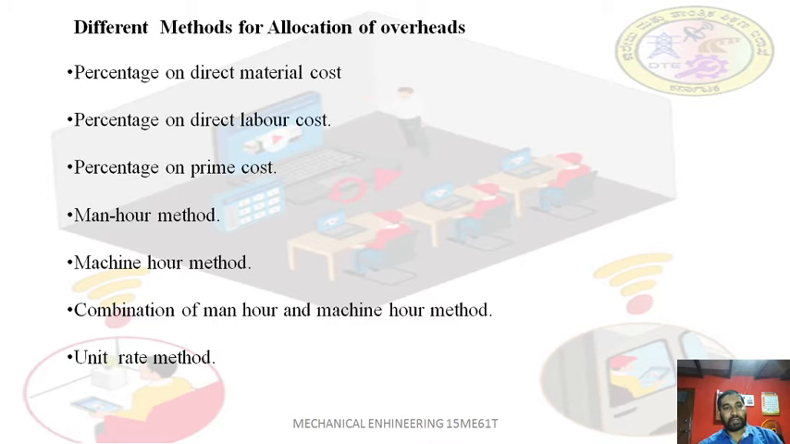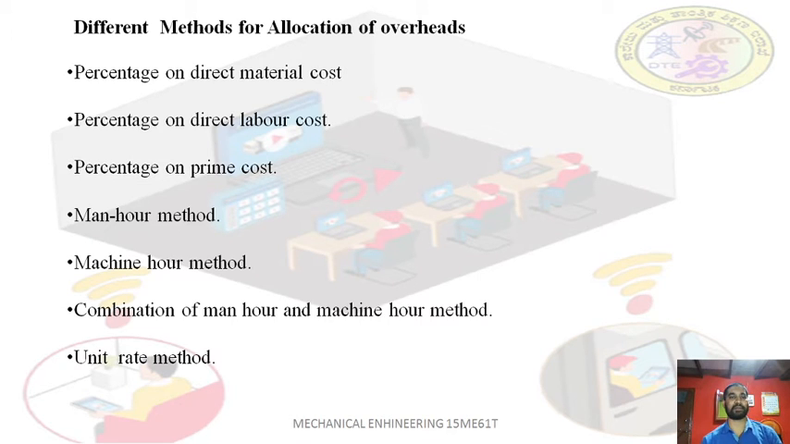Then the different methods of allocation of overheads. In the earlier class we have studied about overhead, that is indirect expenses. So it is very important to allocate the overhead calculation. So how to calculate the overhead and how to allot this overhead. Some overhead is not possible to count. So to avoid that, there are different methods of allocation of overhead.